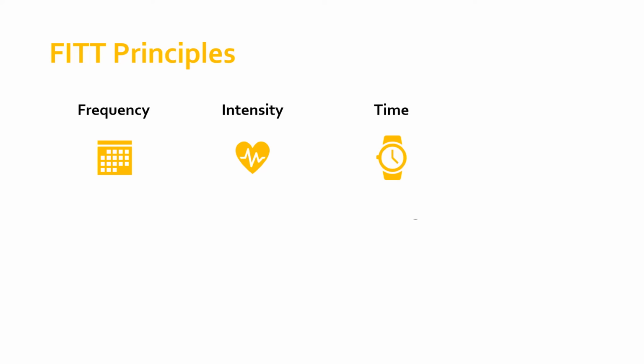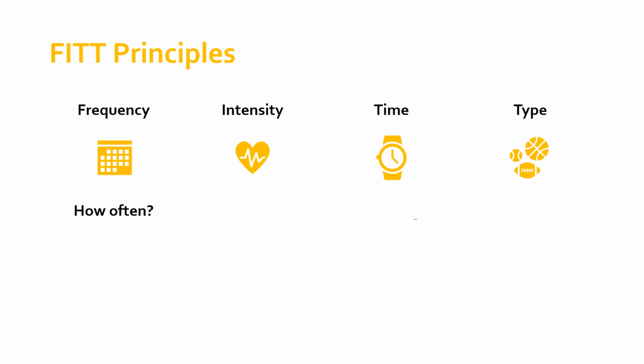So the first thing to note about the FITT Principles is that word there, FITT, is actually an acronym. Those letters stand for things. F is frequency, I is intensity, T is time, and the last T is type. So frequency, intensity, time, and type. And these are essentially, at a fairly basic level, the four key things that you need to be thinking about when you're planning an exercise program for someone, whether that's yourself or somebody else.